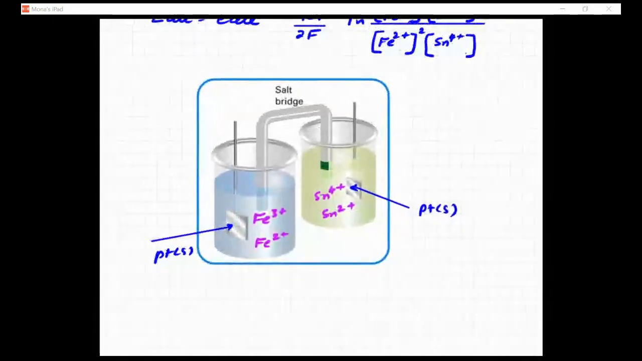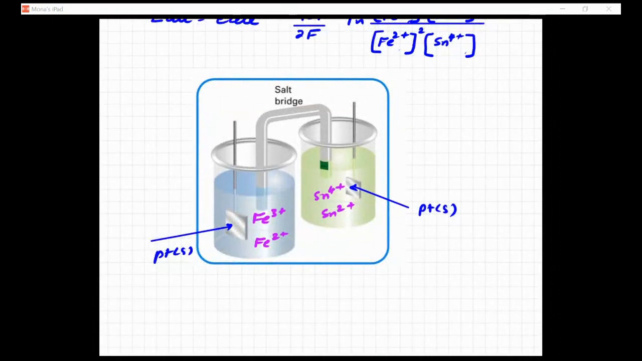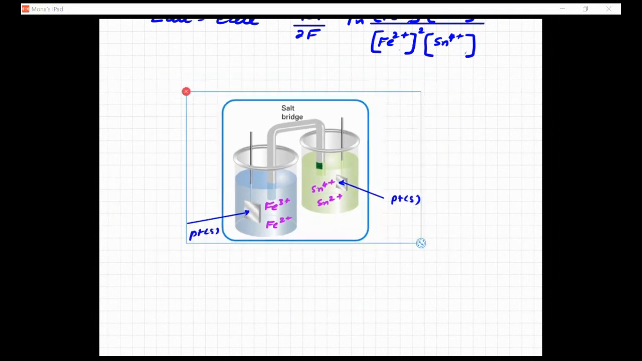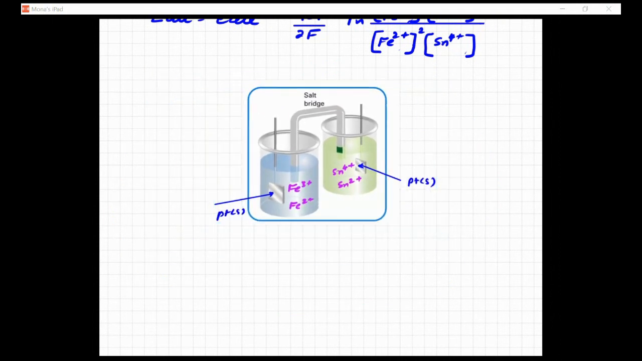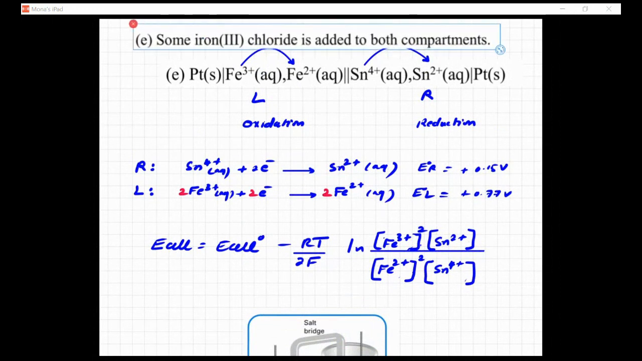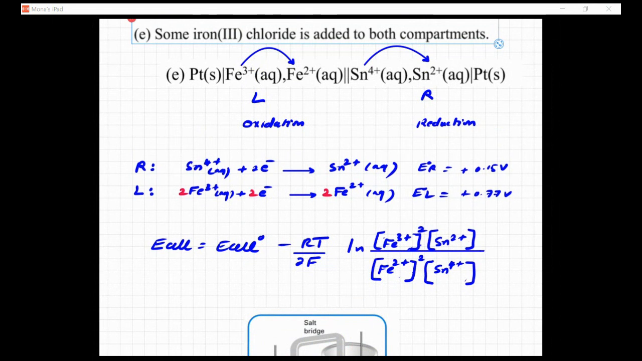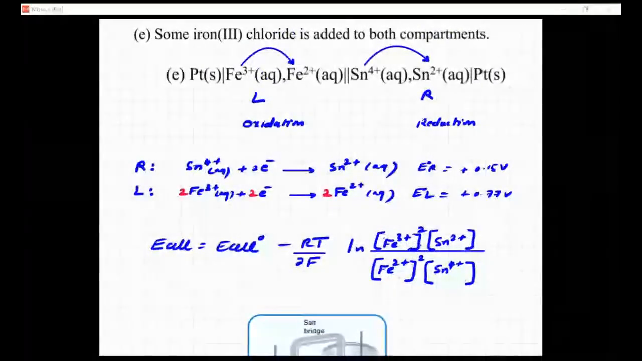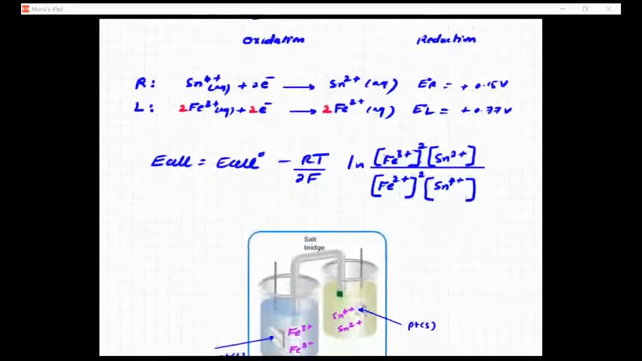Now we are trying to make a change in this cell to see if the cell potential will increase or decrease. What is the change I'm trying to make? I said I will add some iron 3 chloride. First of all, tell me what is the chemical formula of iron 3 chloride? What is its chemical formula?